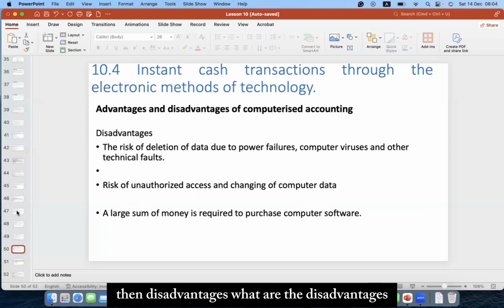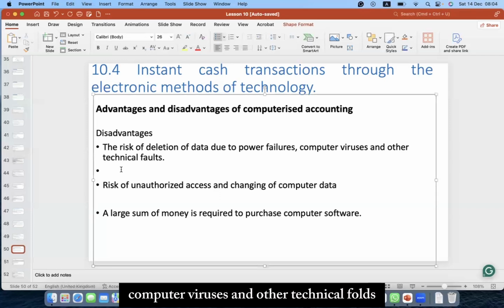Then disadvantages. What are the disadvantages? There is a risk of deletion of data due to power failures, computer viruses, and other technical faults.